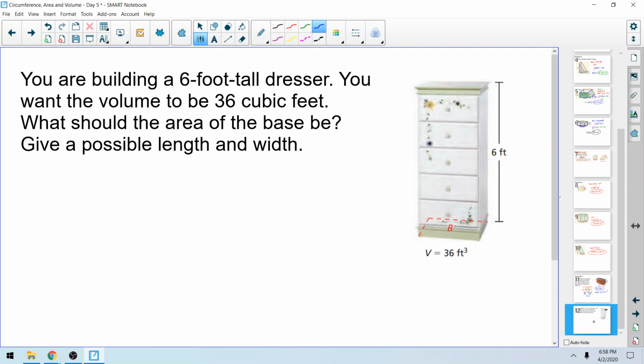Next one. You are building a 6-foot tall dresser. You want the volume to be 36 cubic feet. What should the area of the base be? Give a possible length and width.